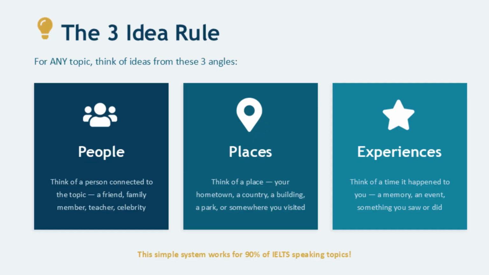Also in this category technique, there's a rule called the 3 idea rule, where we look at people, we look at places, and we look at experiences. It is with these 3 rules that we can really expand our answer and speak more expressively: the people rule, the places rule, and the experience rule. So it gives us different angles that we can speak from. Let's look at these three rules in detail.